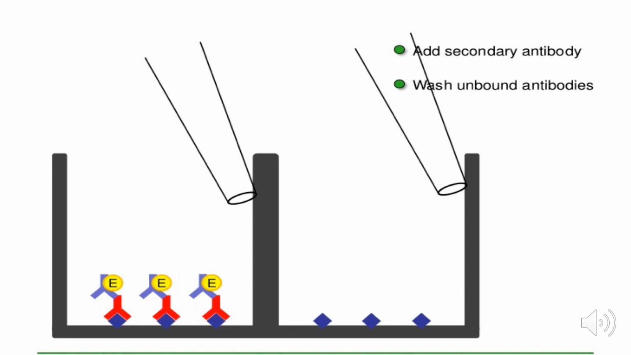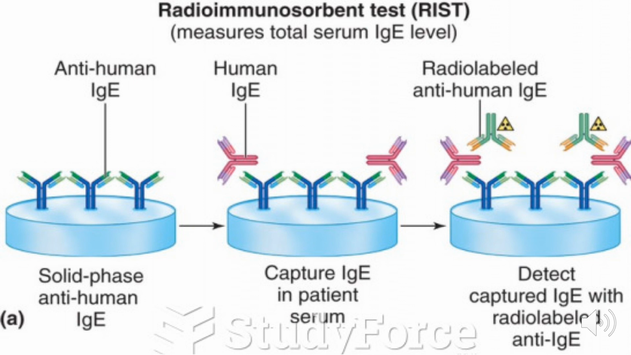The last topic, the difference between radioimmunosorbent test and radioallergosorbent test. Now take a look at this setup. You have here immobilized anti-human IgE. So these antibodies are designed to capture the IgEs in our serum. So, after the addition of the serum of the patient into the setup, all of the IgEs will be captured.